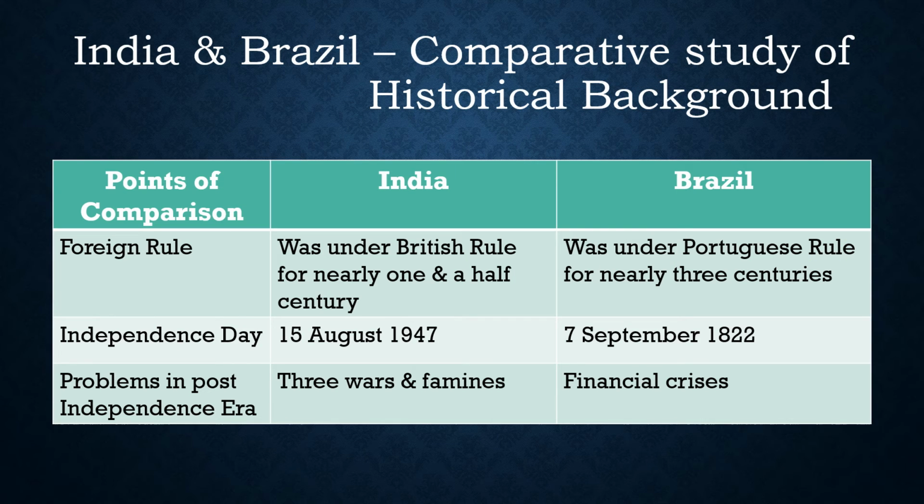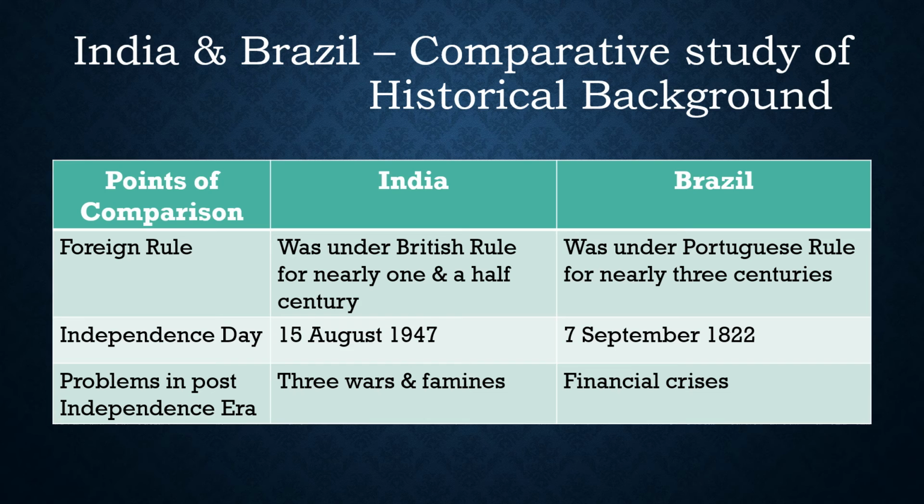Let's see details of India and Brazil with respect to historical background. See the table given here. India was under British rule for nearly 1.5 century, and Brazil was under Portuguese rule for nearly 3 centuries. India got independence on 15th August 1947. Brazil got independence on 7th September 1822. Now both countries face various problems after independence.